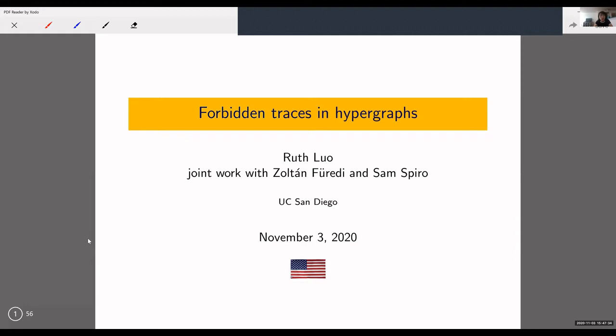This is joint work, two different projects, one with Zoltán Füredi and one with Sam Spiro, who is a graduate student at UC San Diego.